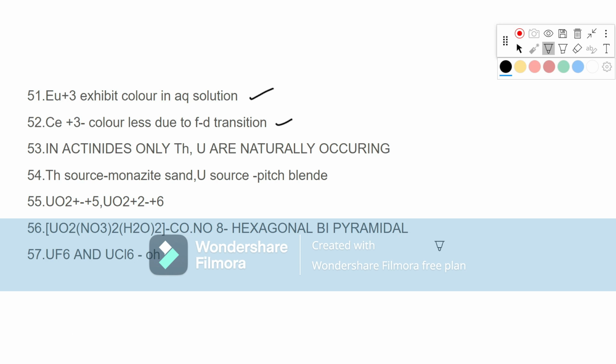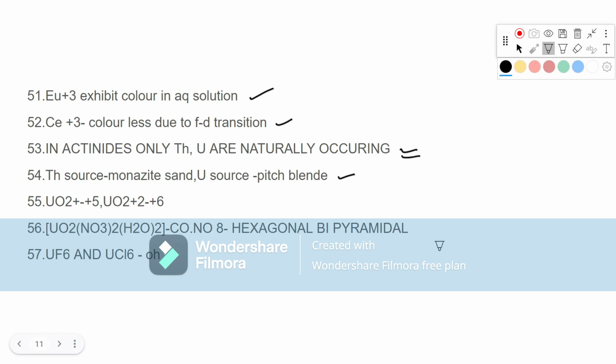Next, in actinides, only thorium and uranium are naturally occurring. Okay, in actinide elements, only thorium and uranium are naturally occurring. Next, the source: thorium's source is monazite sand. Uranium's source is pitchblende.